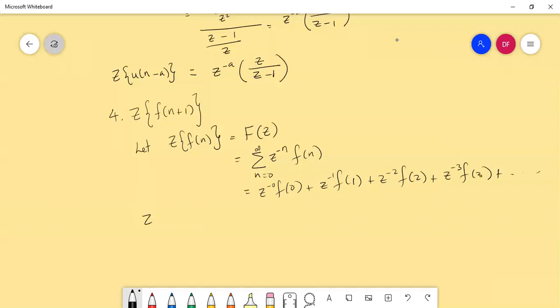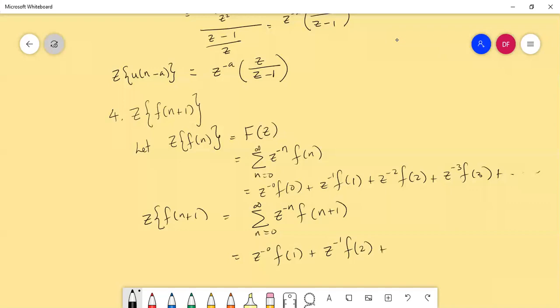Now the Z transform of f(n+1) is the sum from n equals 0 to infinity of z^(-n) f(n+1). If I plug in, that's going to be z^0 f(0+1), which is f(1), plus z^(-1) f(1+1), which is f(2), plus z^(-2) f(3) plus z^(-3) f(4), etc.